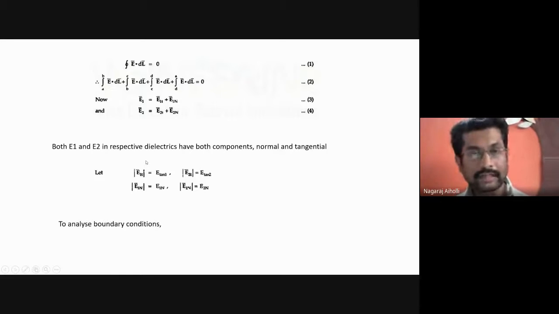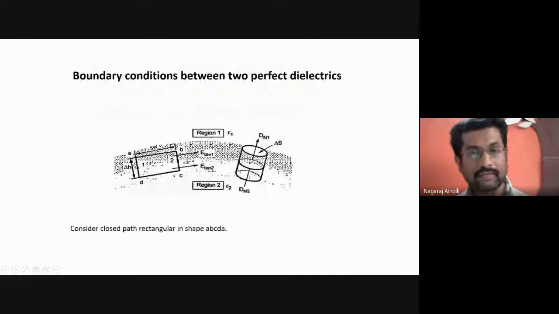Okay. That is, the integral from A to B of E bar dot dl bar plus the integral from C to D of E bar dot dl bar equals 0. Now, A to B is in dielectric 1. What is the tangential component there? E tan 1. Correct. For C to D, in dielectric medium 2, it is E tan 2. Correct.